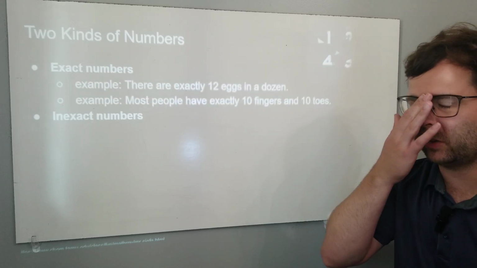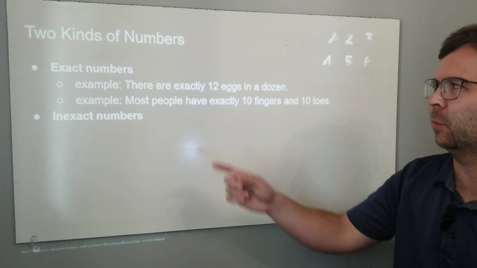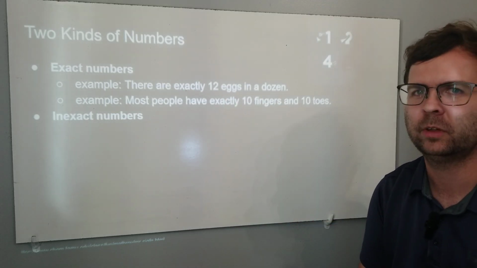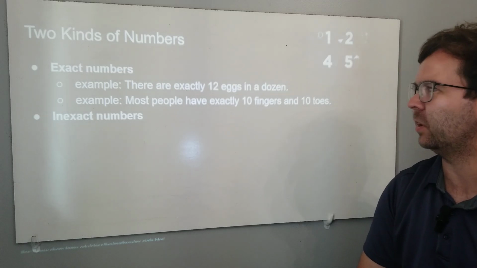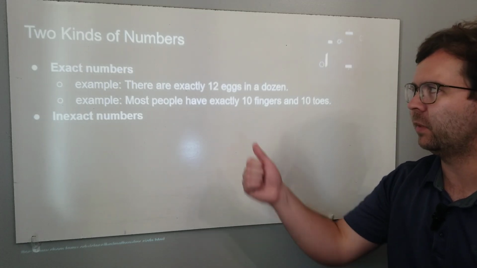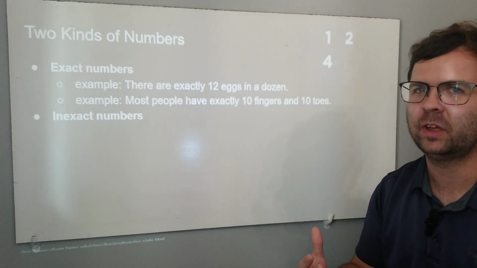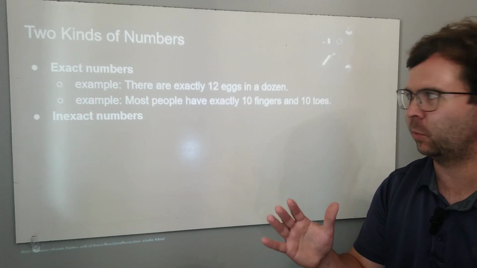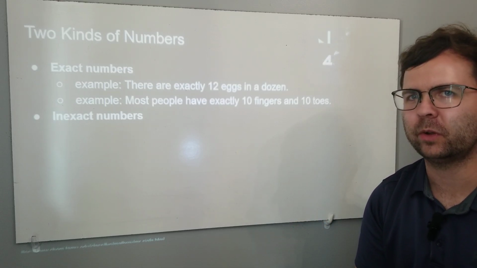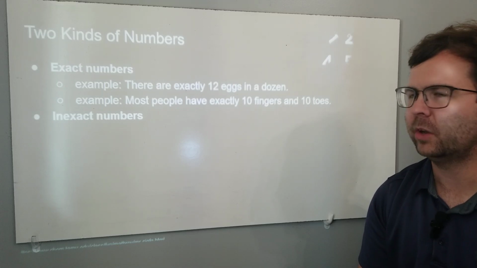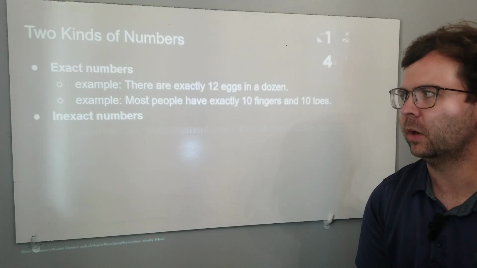So for example, an example of an exact number is there are exactly 12 eggs in a dozen. Or most people have exactly 10 fingers and 10 toes. Now these numbers we know from the context that they are exact numbers. We have exactly 10 fingers, for example. But there are other examples in science where numbers aren't exactly what they appear.